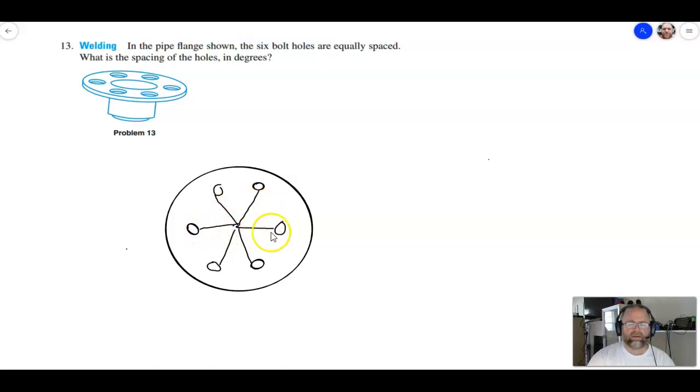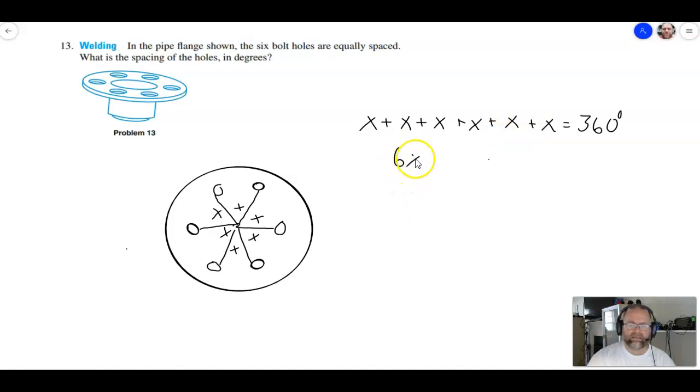All right, and I know that they're all equally spaced, so they all have to be the same measure. And I know that they all have to add up to 360 degrees. So really I have x plus x plus x plus x plus x plus x is going to be equal to 360 degrees. I can combine all of those x's there, so I'm going to have 6x is equal to 360 degrees. And then I can divide both sides by 6. And I'll have x is equal to 60 degrees. So that is the degrees between each one of these holes there.